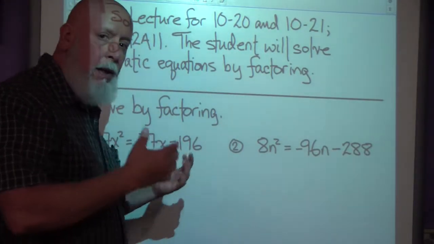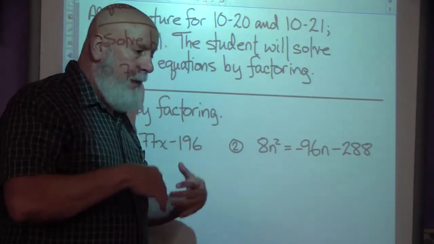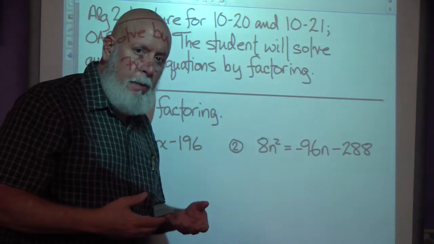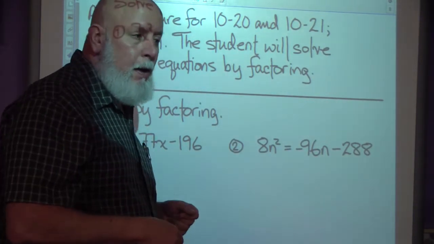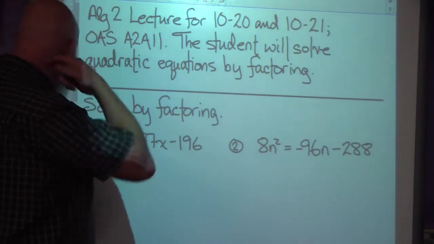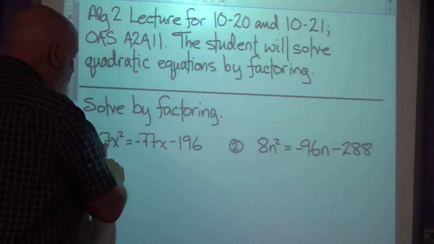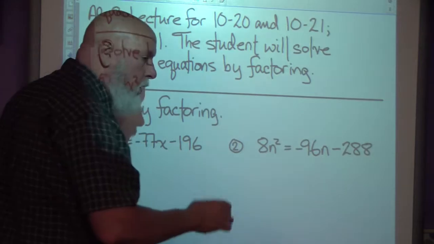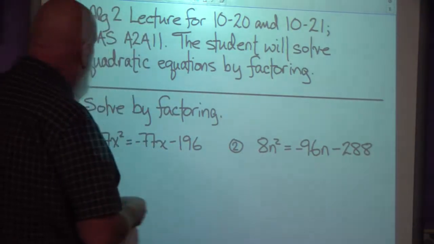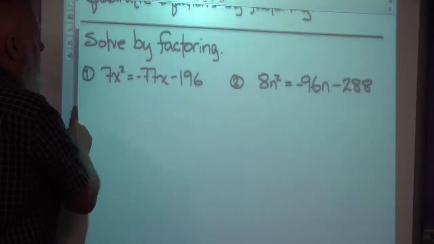So what I want to do is set the equation equal to 0, factor, employ the zero product property, and solve. That's going to be what we're doing. It's very similar to what we've done in the past, except our coefficient for the quadratic term is not going to be a 1, and we're going to have to handle that. Okie dokie, so here we go.